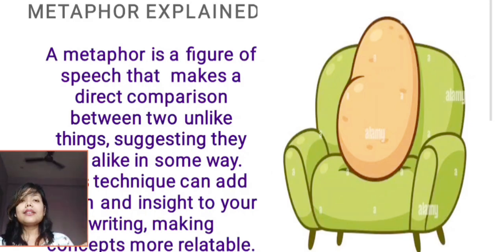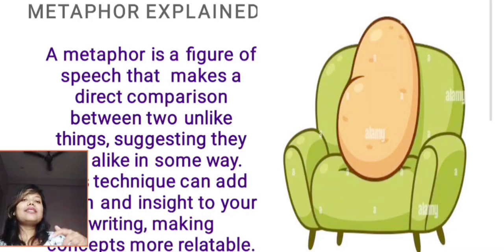But in the comparison, there is no word such as "like" or "as" to make the comparison more visible or more outspoken. But there is a comparison, and the comparison is so subtle, you cannot read it like "as," and it is not shown clearly or explicitly. It is not explicitly shown or heard, but you can very well see that there is a point of comparison between a potato and a human being.